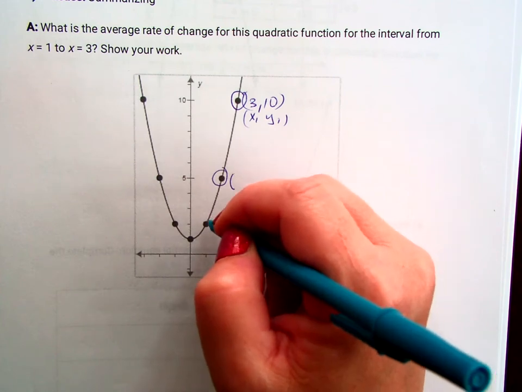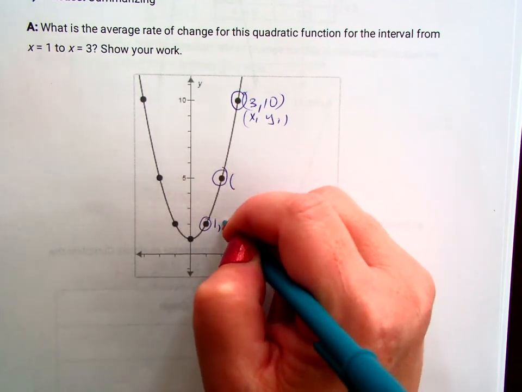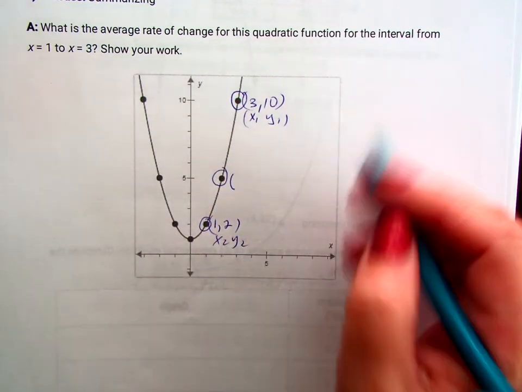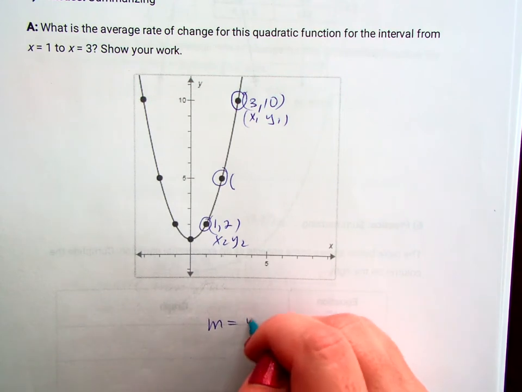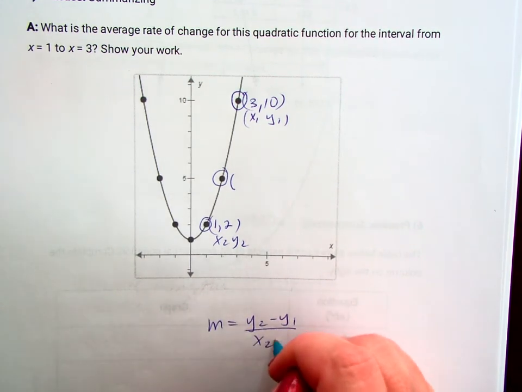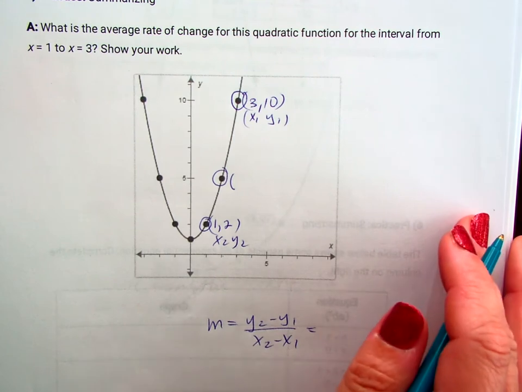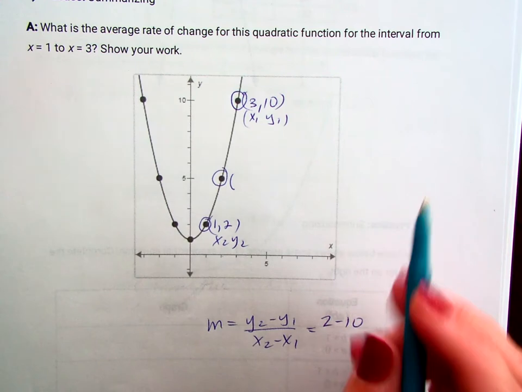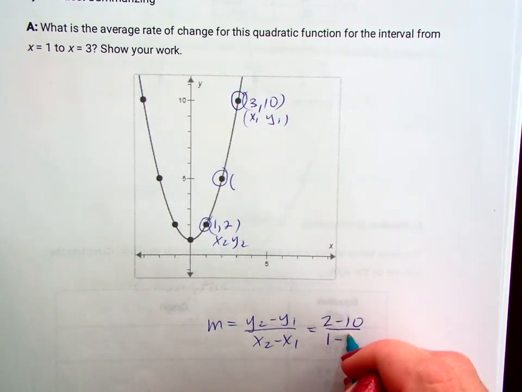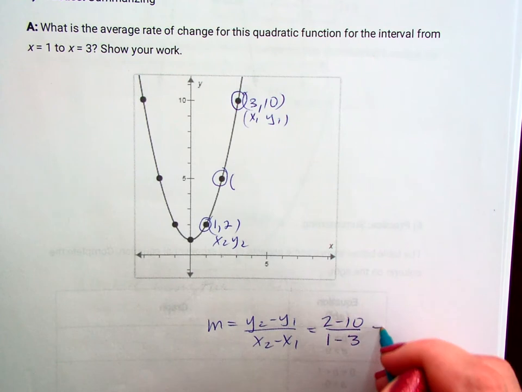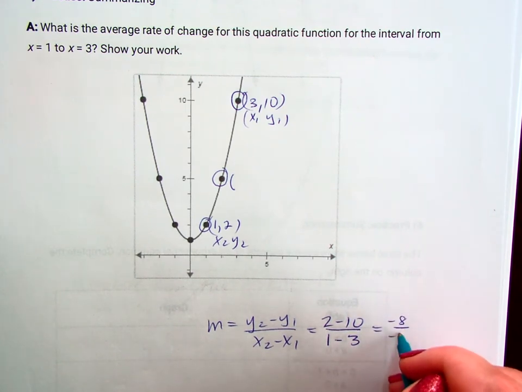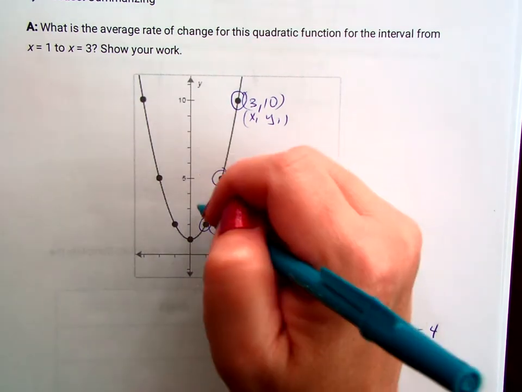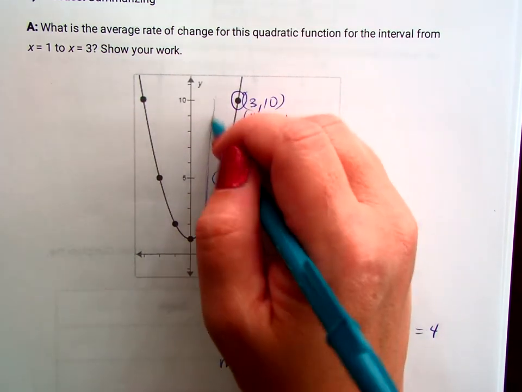actually, it doesn't even matter which one we use. We could use this one down here, 1, 2. And these are my 2 points, x2, y2. So then I just use m equals y2 minus y1 over x2 minus x1. And we're going to go 2 minus 10 over 1 minus 3. That gives us negative 8 over negative 2. That gives us 4. So what is my average rate of change?